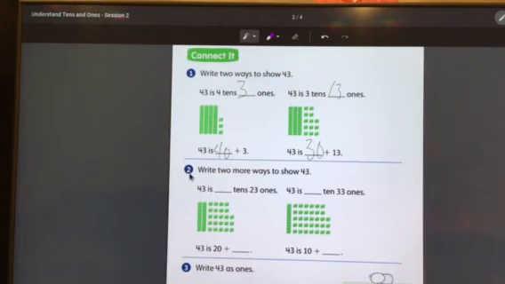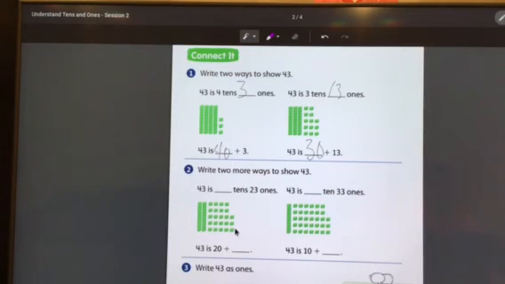Number 2, write 2 more ways to show 43. So we're not going to be doing the same as up here. They want us to show it differently. So 43 is how many tens? 23 ones. So they're telling you right there that there's 23 ones. You don't have to go and count those. But how many tens do we have?